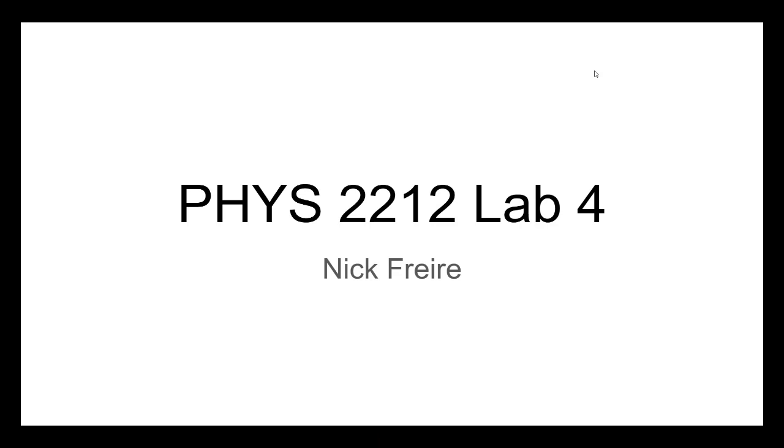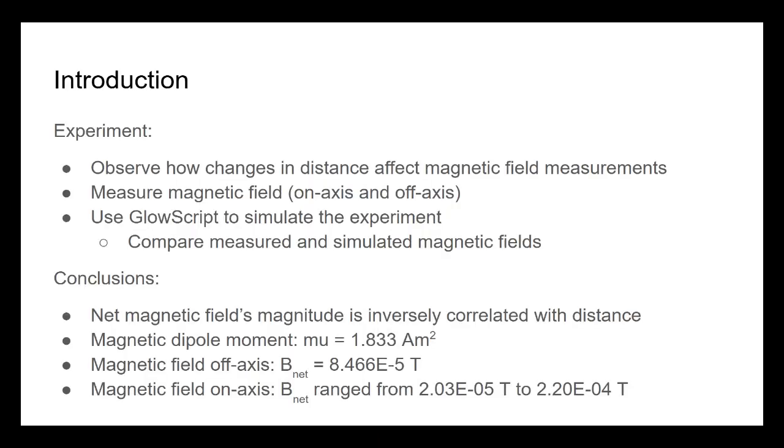Hi, everyone. This is Nick Fryer, and today we're talking about Physics 2, Lab 4, which has to do with bar magnets. Just as an introduction, we ran an experiment where we observed how changes in distance affect the magnetic field measurements at different locations. We measured the magnetic field both on axis and off axis at the 45-degree angle and the 90-degree angle, so perpendicular. And then we used a computational model to simulate the experiment and compare the measurements versus the simulated measurements.